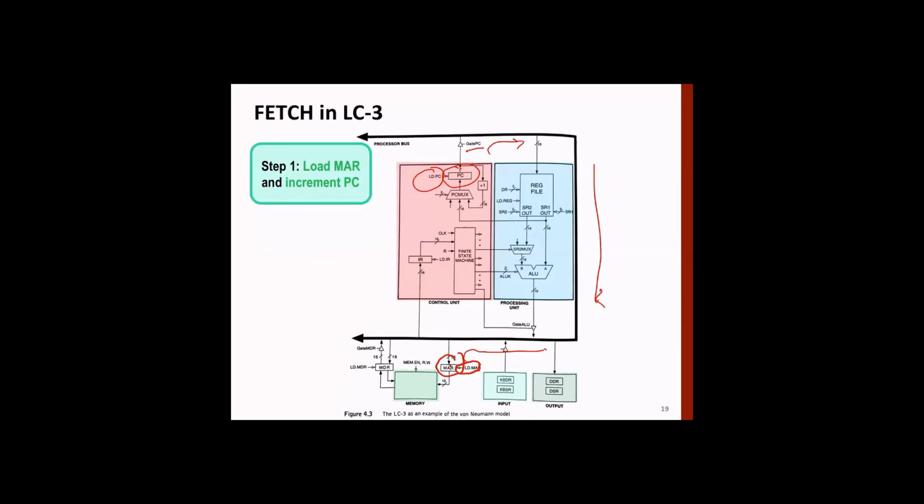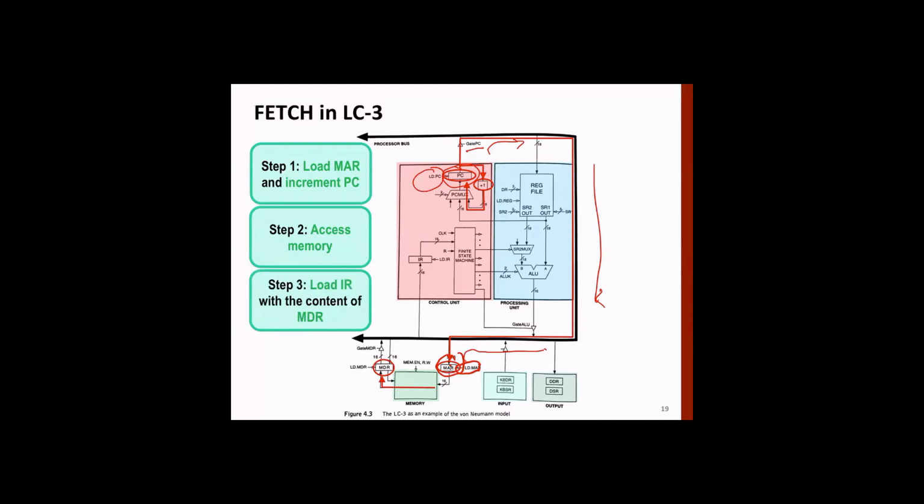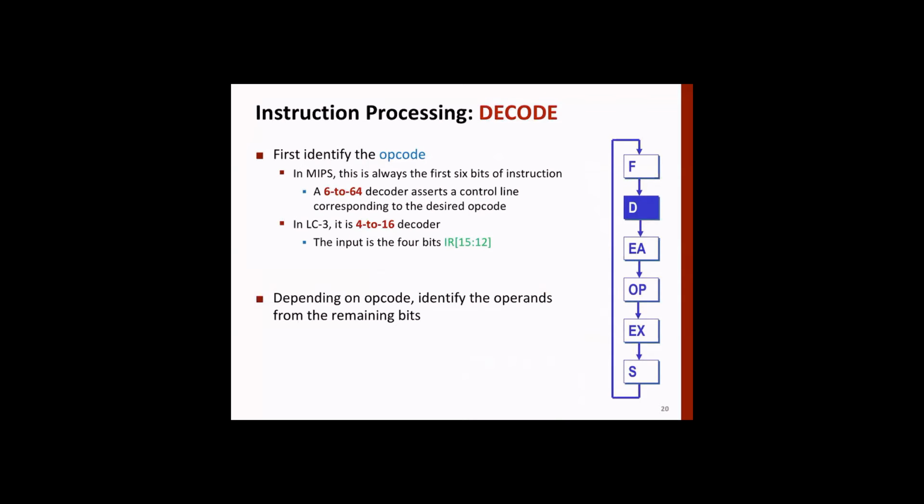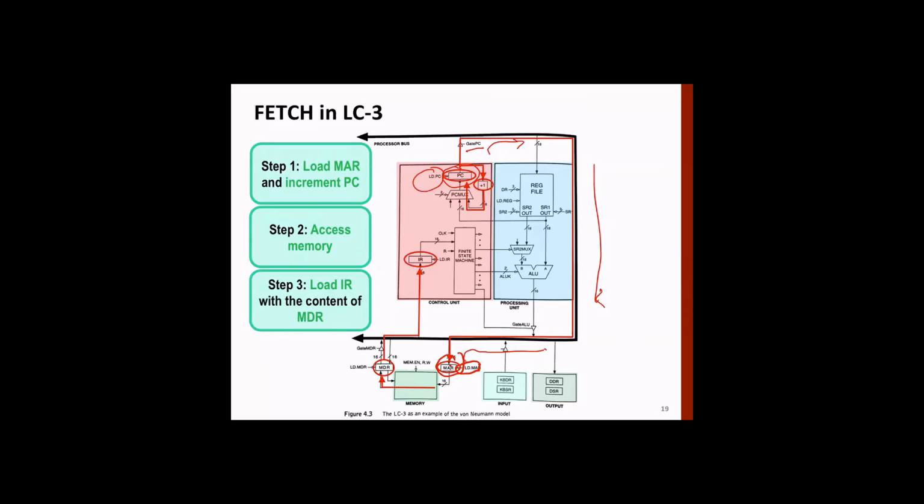So: load memory address register, increment PC. Second is to access memory. Accessing memory means that the contents of this location will go to the memory data register, and from there the instruction will go to the instruction register. So these are the steps. We have fetched the instruction into the instruction register. This is step number 1.